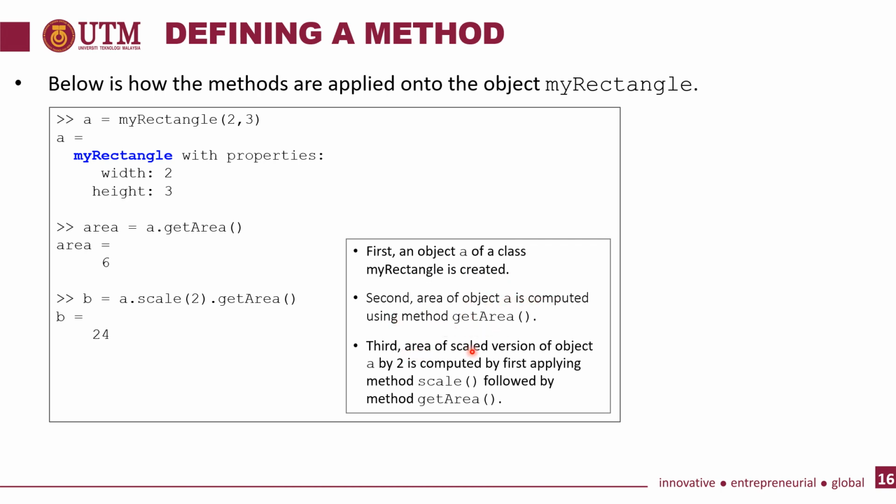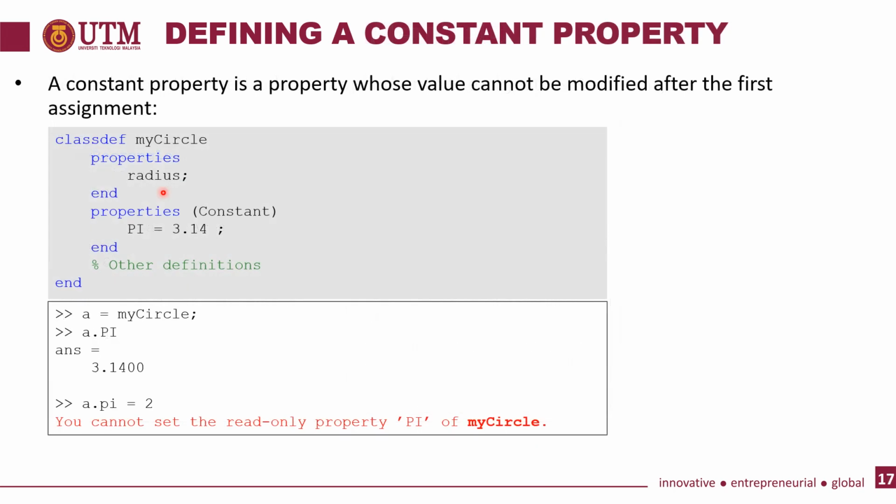Third, the area of the scaled version of object A by 2 is computed first by applying method scale followed by method get area. So what you can see here is that it is easier for you to call the functions. Okay. All right. Next is defining a constant property. In OOP, you can also define a property which is constant, where you cannot change it at all. A constant property is a property whose value cannot be modified after the first assignment.